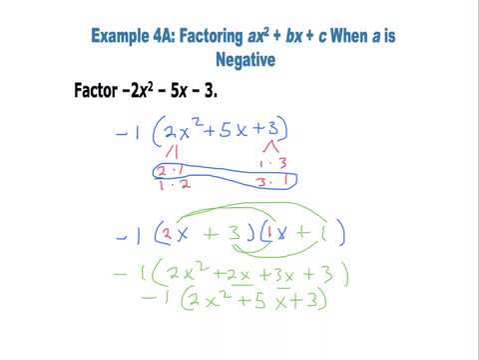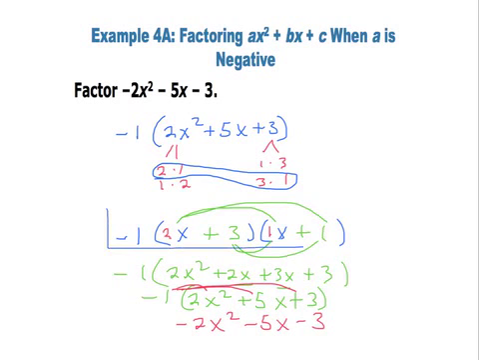I'm now going to distribute my negative 1 inside of each of these. So that gives me negative 2x to the second minus a 5x minus a 3. I compare that with what I had up here. It's the same. So this is my answer. Those are my factors of this trinomial.